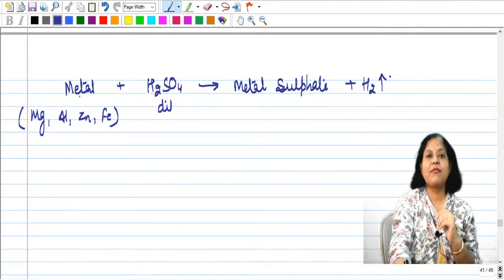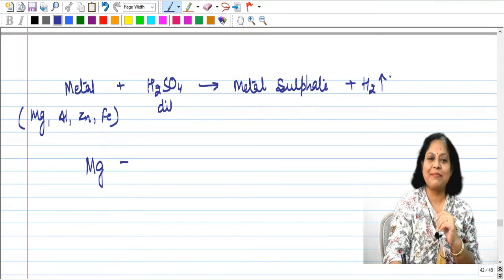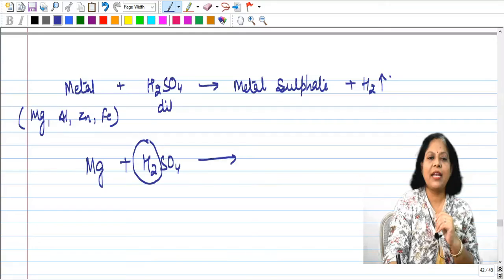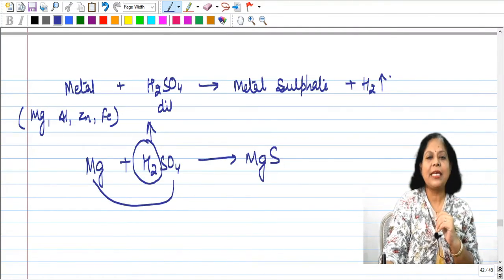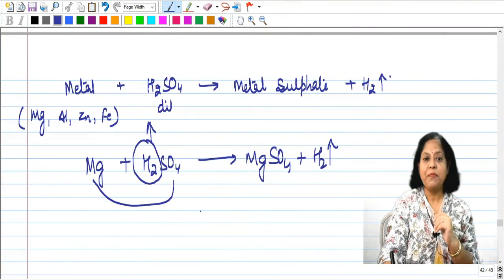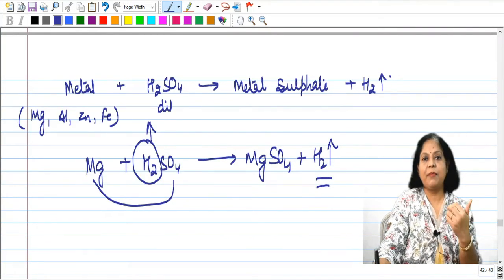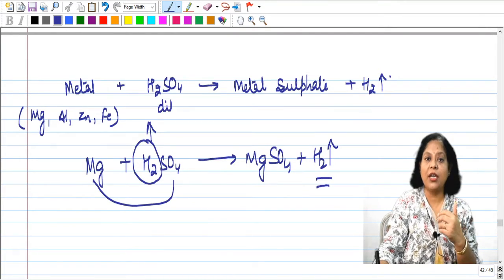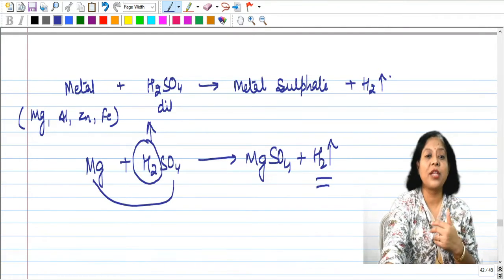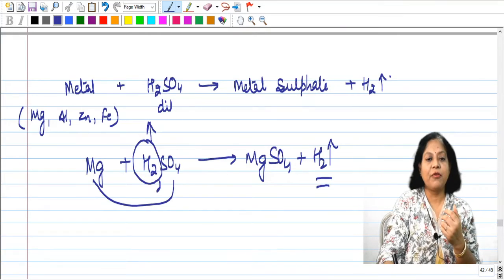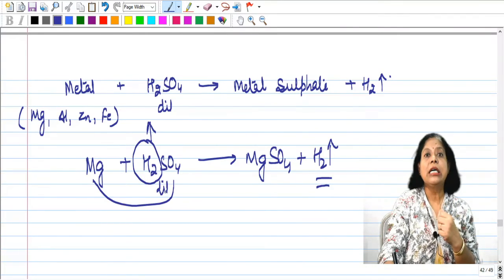Now next we take sulfuric acid. Suppose we take magnesium and combine this with sulfuric acid, H2SO4. What will happen? Hydrogen gas will move out and this will form magnesium sulfate plus hydrogen. So this is how you are getting hydrogen. We have first done the preparation of hydrogen using water. Next, preparation of hydrogen using acid. We can use sulfuric acid or we can use hydrochloric acid.